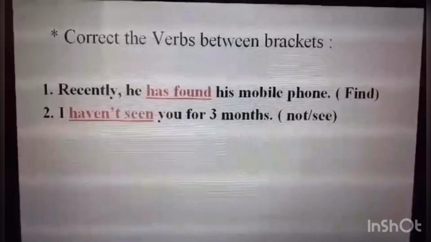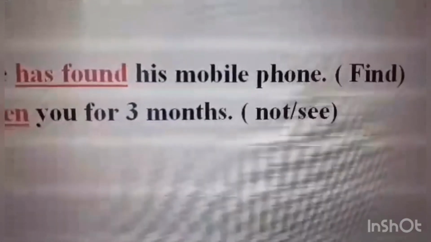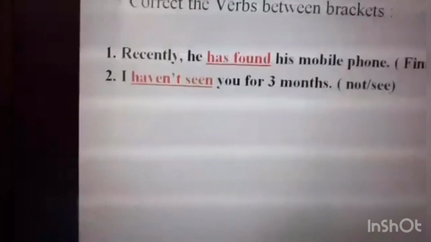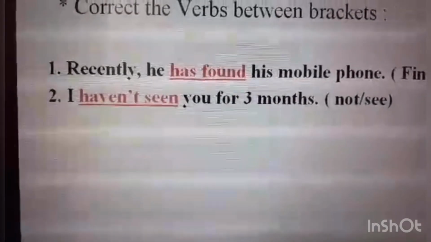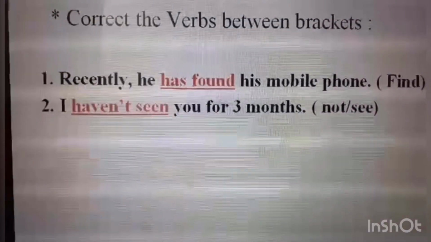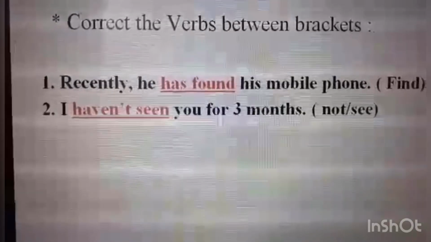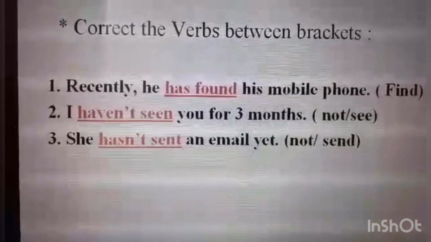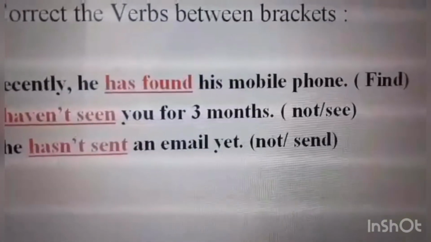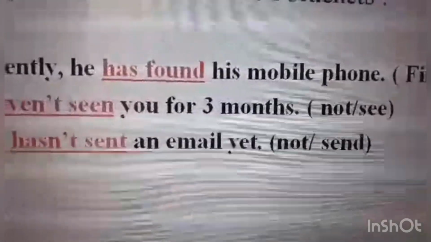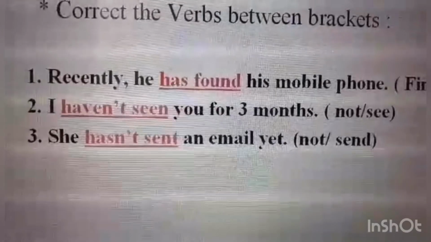And number 2, you for 3 months. You have here between the brackets not and see. Because we have not, this is a negation form. This is the negative. So because here we have the pronoun I, you should correct the verb to haven't seen. Seen is the third form of the verb see. Number 3, she hasn't sent an email yet. Not sent, you have between the brackets. And we have the keyword yet. And it becomes hasn't sent.